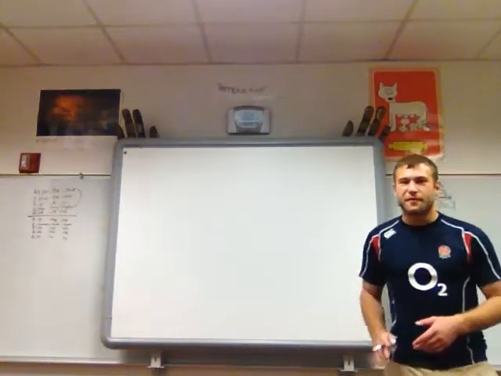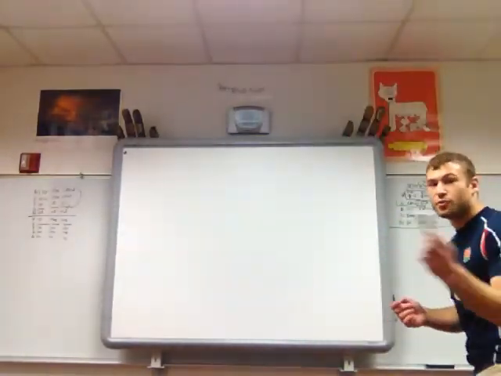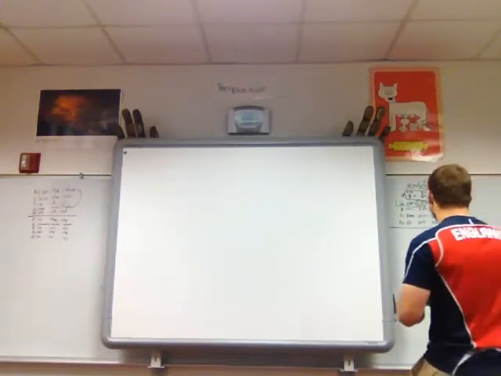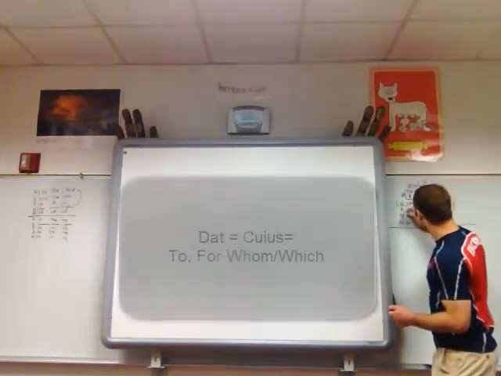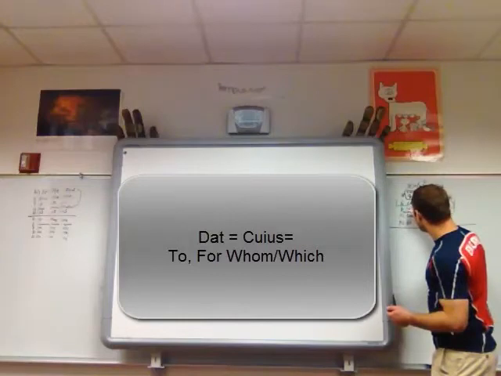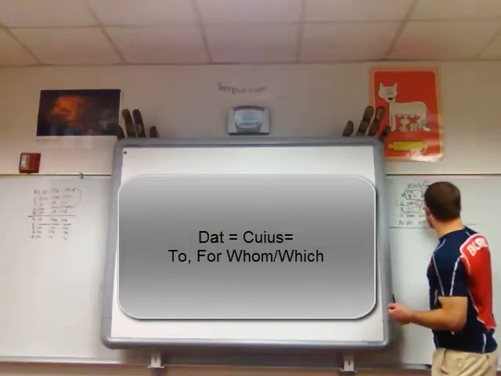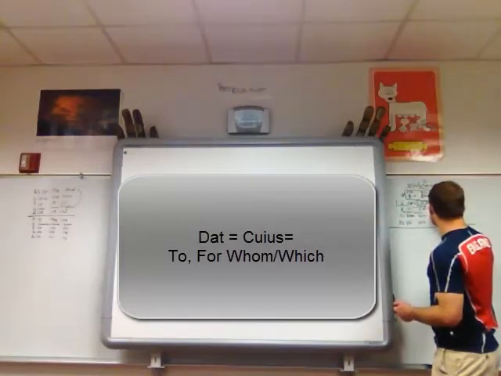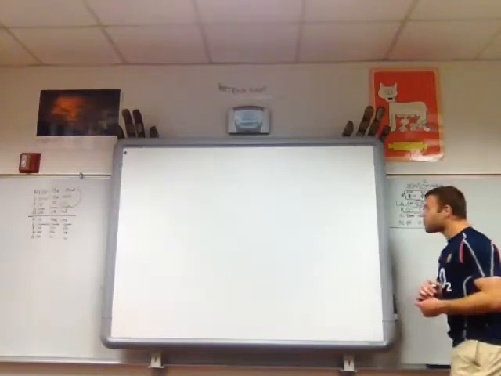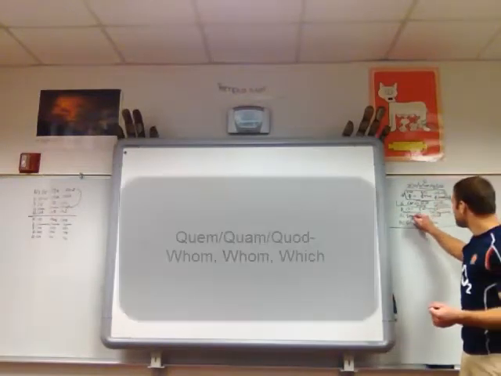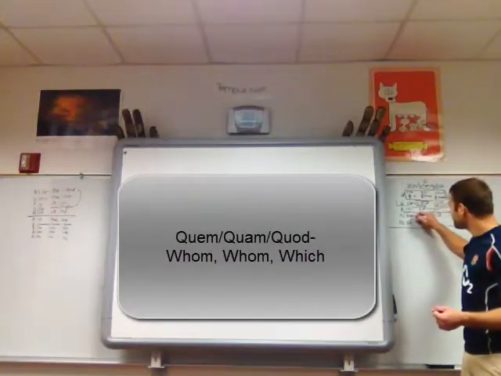And what about the dative? Dative, same as always. Cui, cui, cui. How do we translate our dative? To or for. So to or for whom for the first two, and for the neuter, to or for which. Quem, quam, quod, accusative is just whom, and which.